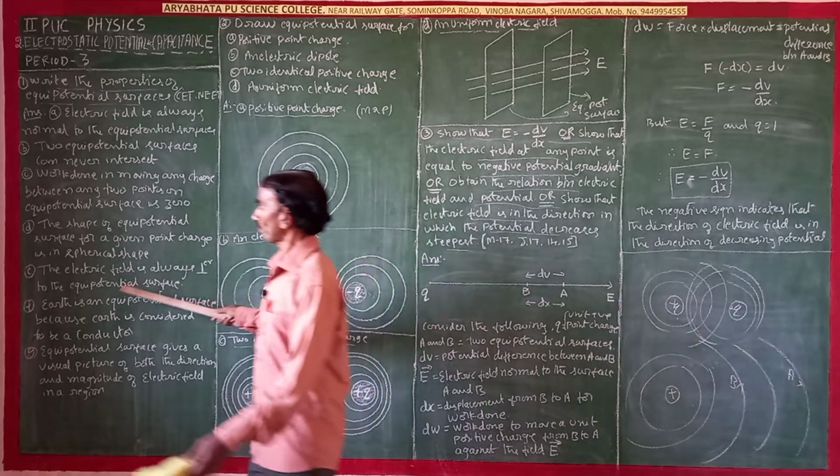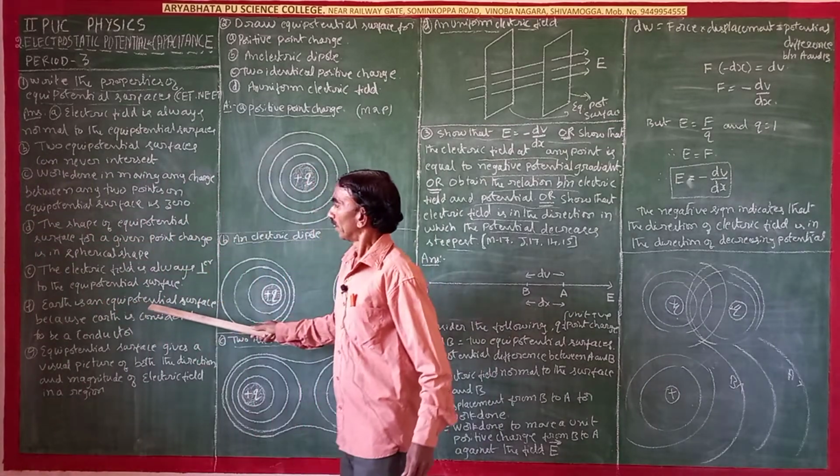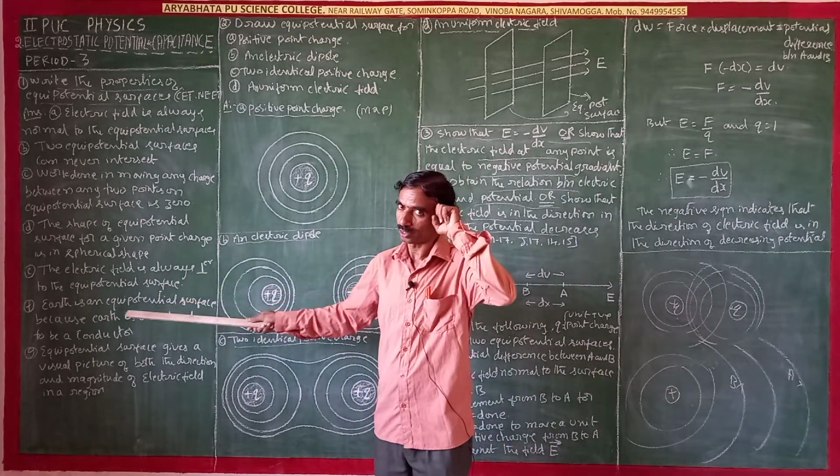Next, the electric field is always perpendicular to the equipotential surface.